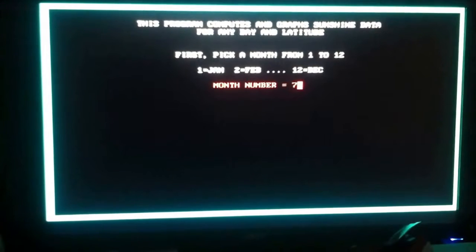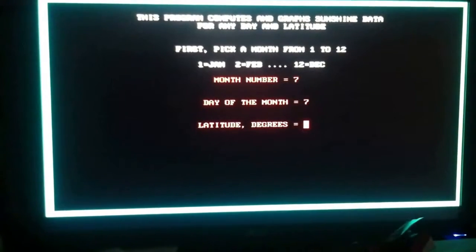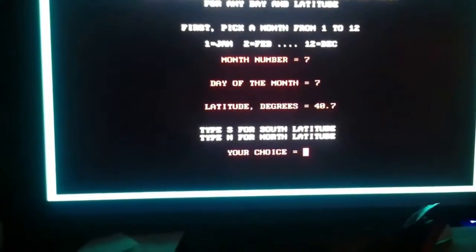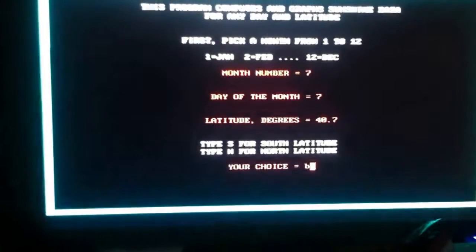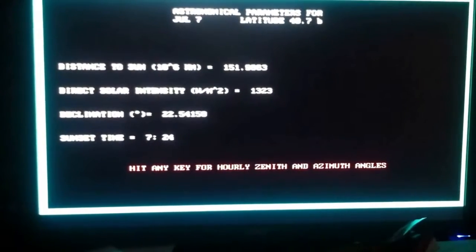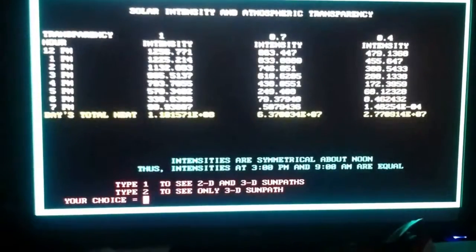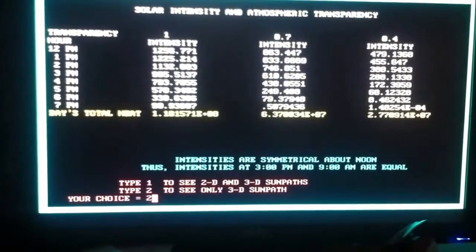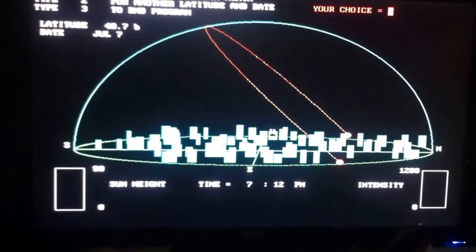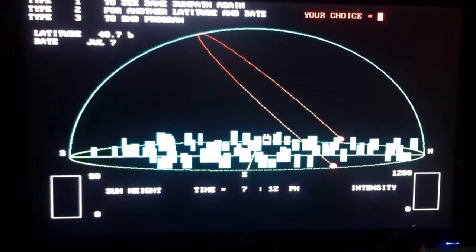So the month again will be July, the 7th. On the 7th of July, okay, latitude 40.7 degrees latitude north. Again, northern hemisphere. Okay, sunset time is 7:24 Eastern Standard Time. Alright, and let's check out the path of the sun on July 7th. Now, how does that compare to the previous month?